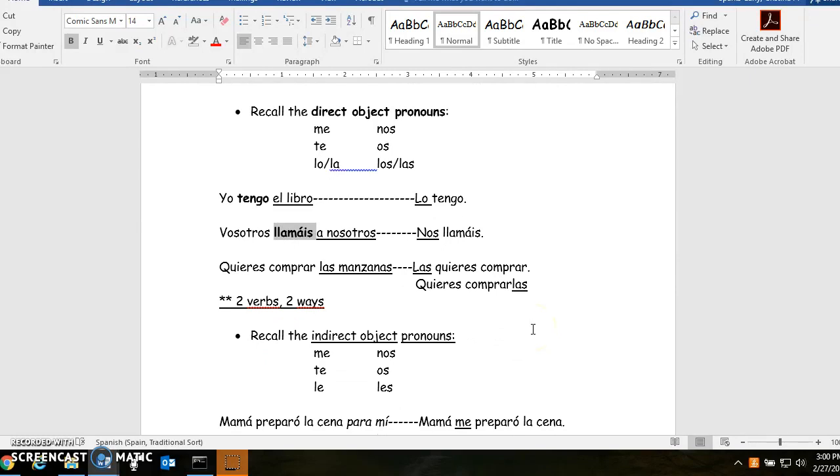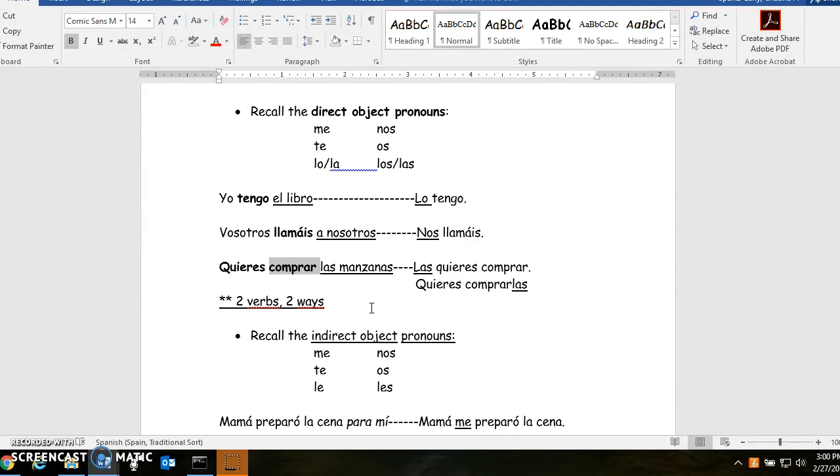My next sentence has two verbs. Remember, two verbs, two ways. ¿Quieres comprar las manzanas? The verbs are quieres and comprar. So I've got two verbs, two ways. What do I want to buy? Who do I want to buy? I want to buy the apples, feminine plural. Put it in front first. Las quieres comprar or quieres comprarlas. Now, this was chapter 5, sorry. If you remember the travel hotel chapter, that's when we learned to use these.